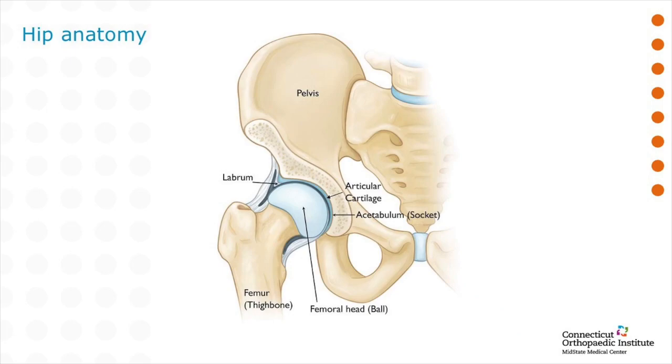It has a very similar concept. So here you can see the pelvis, and you can see the femur, which is the thigh bone, and the femoral head, which is basically a ball as part of the ball and socket joint. If you remember, we were talking about the meniscus being a shock absorber in the knee. Well, the labrum has a similar purpose in the hip.